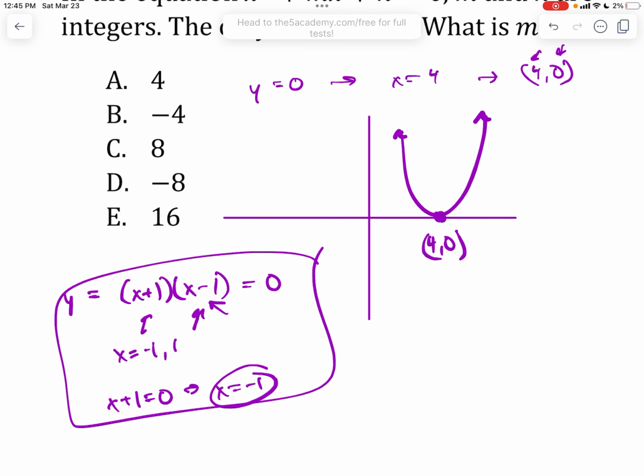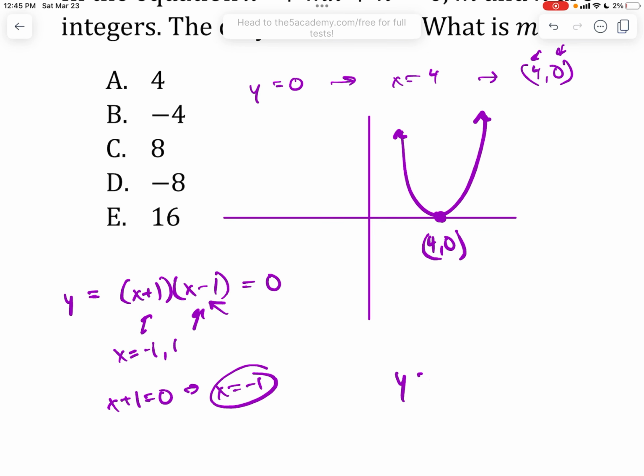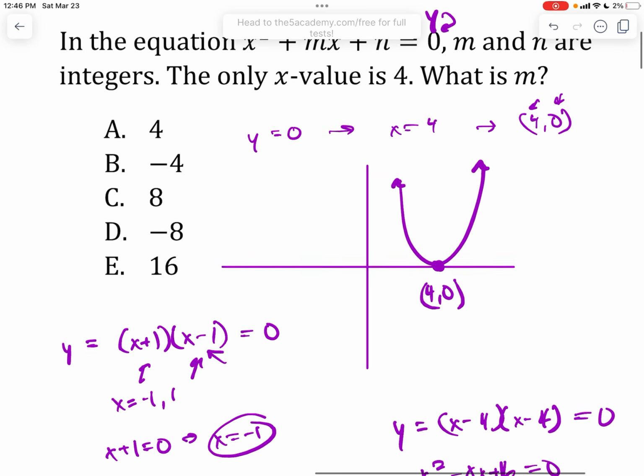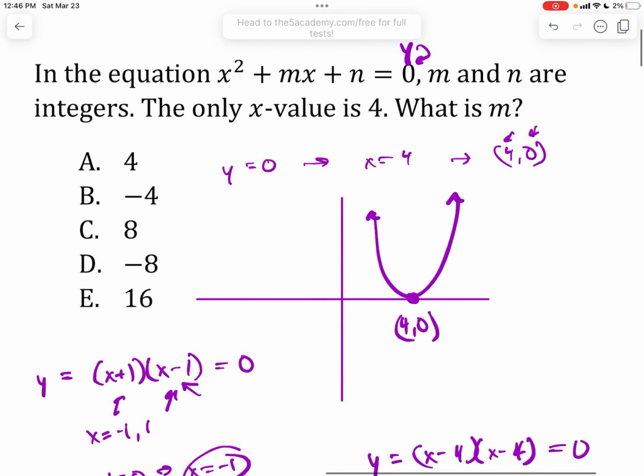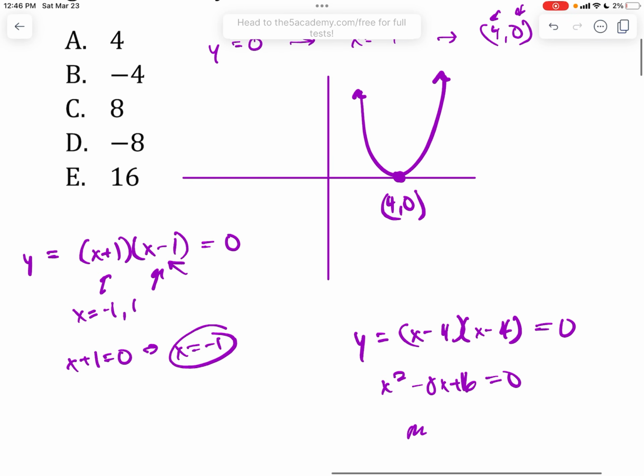And when you have one x-intercept instead of 2, it's actually a repeating x-intercept. It's going to be x minus 4, because it's a positive 4 as your x-intercept. So this is actually your equation, and it's equal to 0. So your equation is x squared minus 8x plus 16. Not that that's important for this one, but what is m? Well, actually it is important because you need to find m and n. You see that m is equal to -8.